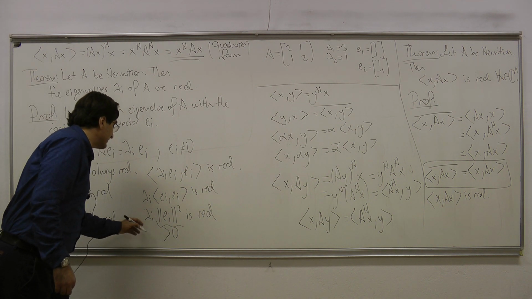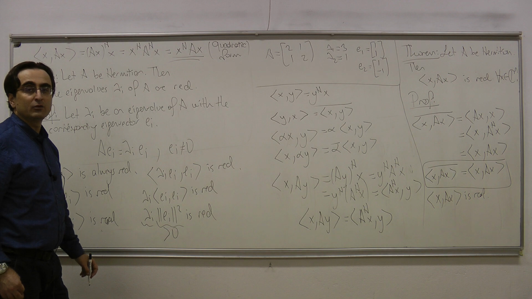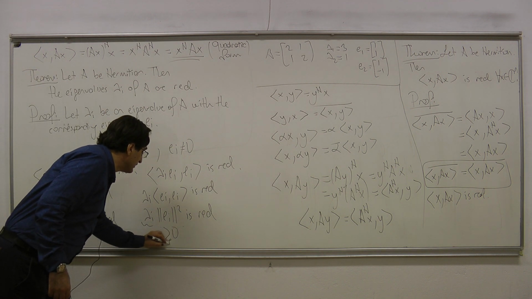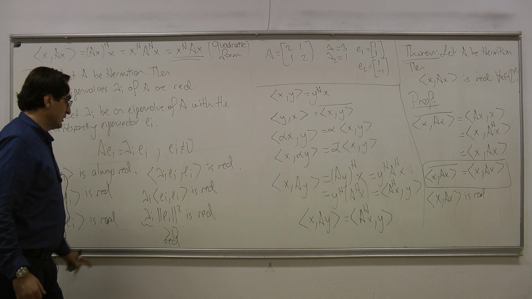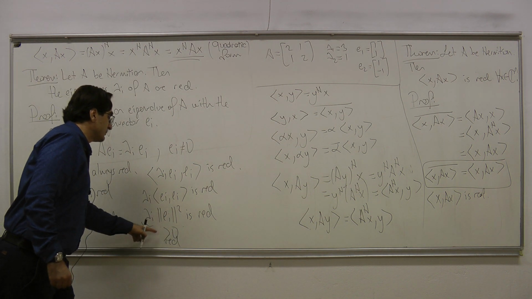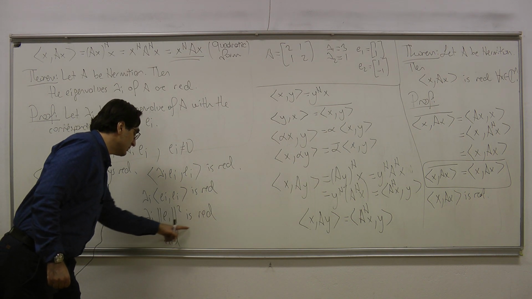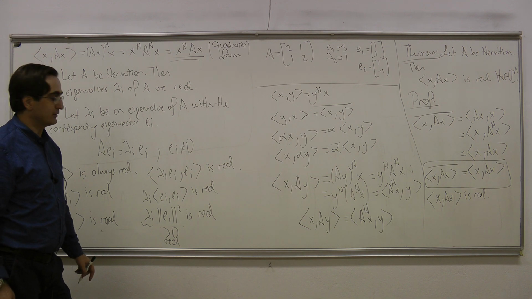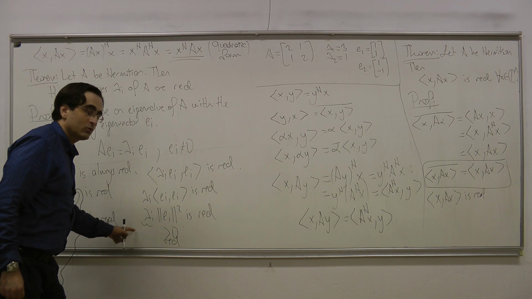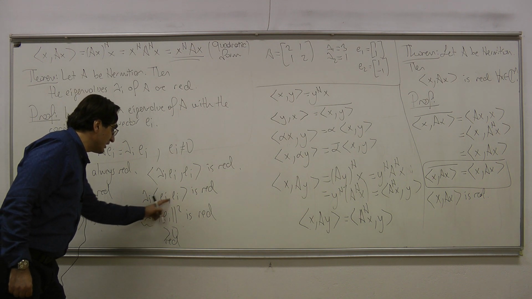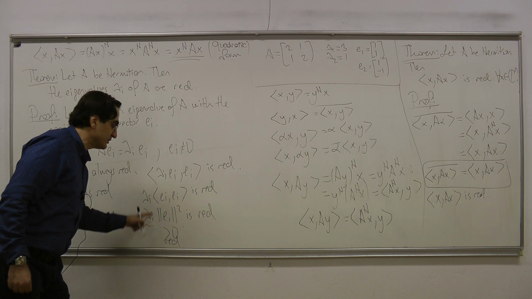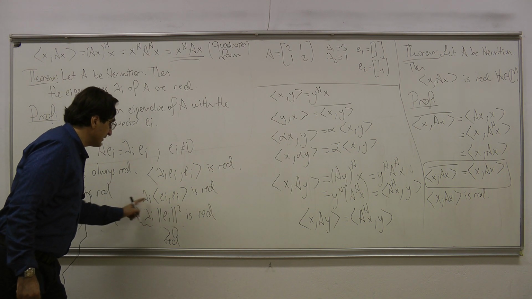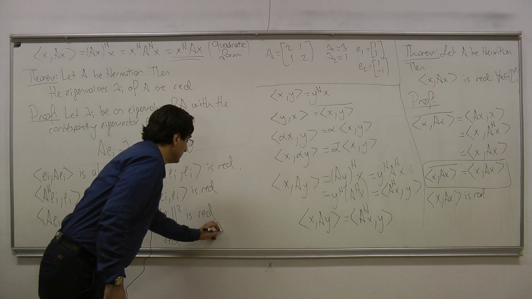So the norm square of EI is real and positive, and the overall multiplication is real. If the overall multiplication is real, then this lambda I should be a real quantity. Because if lambda I is a complex number, then when I multiply it with a positive real number, the result should be complex. That means that here lambda I should be real.